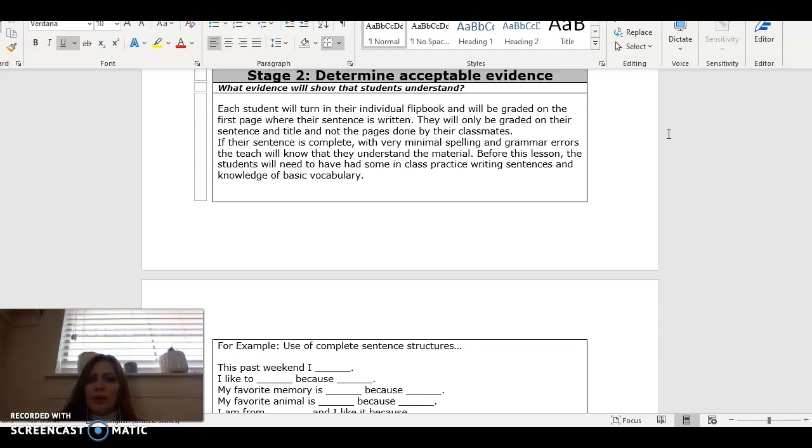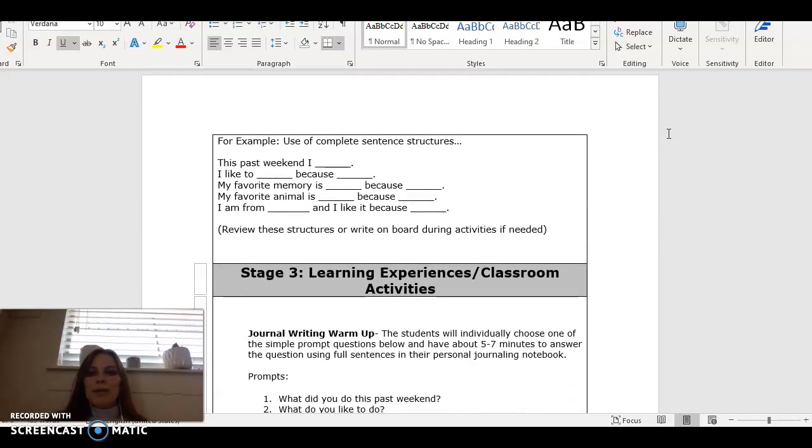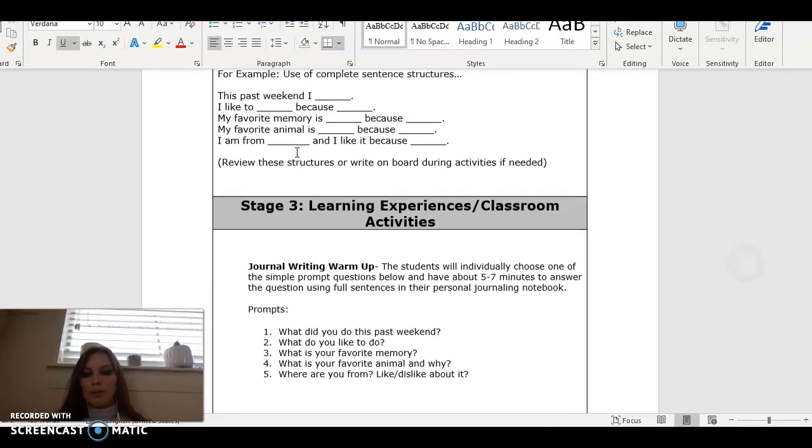Basically, I'll be looking for a complete sentence and minimal spelling and grammar errors. Obviously, before the lesson, these students will have needed to practice writing sentences before. Maybe not full, complete sentences, but at least a basic vocabulary of how to structure a sentence in English. And so I think it'd be a very good idea to have these up on the board and go over them. These are the complete sentence example templates for the prompt questions below.